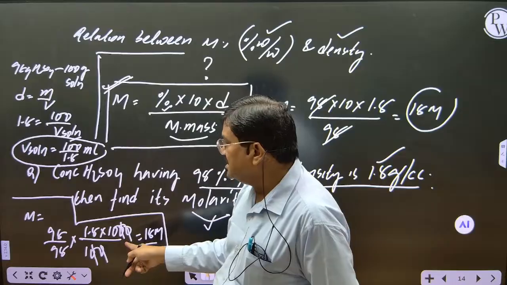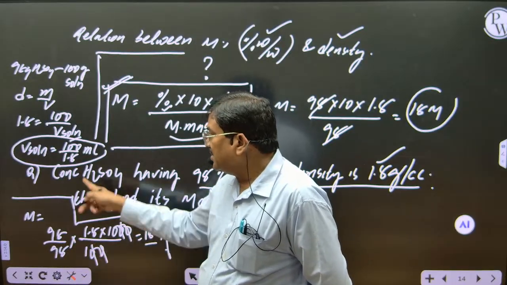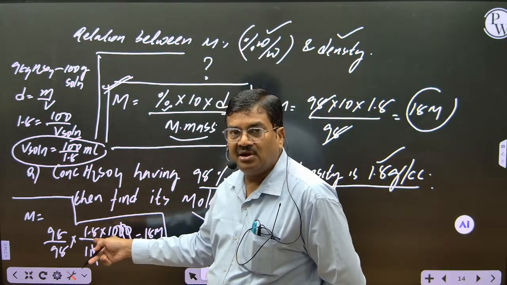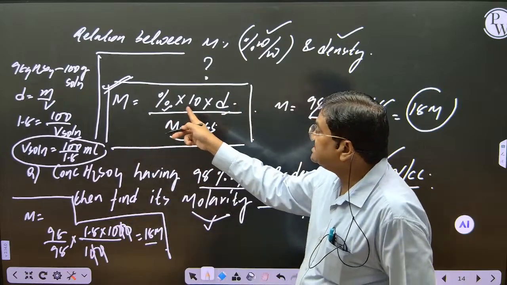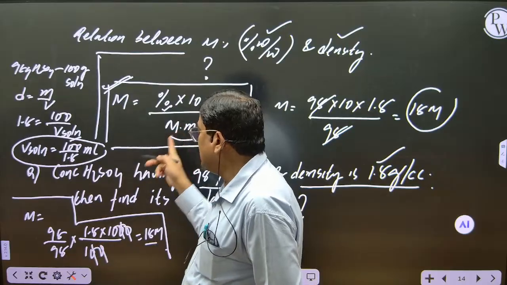Now, molarity means what we wrote: mass, 98 by 98, into volume. This volume I substituted here, 100 by 1.8. The 1.8 goes to the numerator into 1000. Now the same relation that we wrote here: percentage is 98, into 10 into density, 1.8, by molar mass.